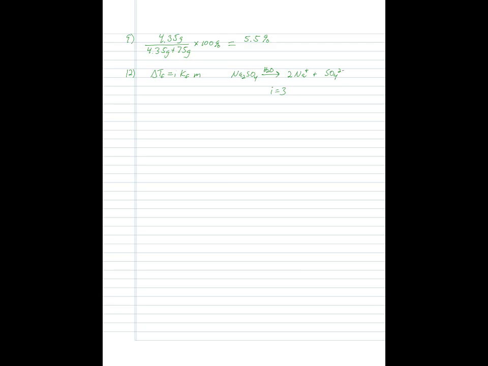So our new delta Tf is equal to i, so 3, times our Kf, 1.86 degrees C per molal, and our m, we were given as 0.50 molal. So our molalities cancel, and we get a delta Tf equal to 2.79. Again, this is a depression, so we're always going to drop our freezing point. Since water is normally at 0, this becomes negative 2.79 degrees Celsius, and we only get 2 sig figs there, so it becomes negative 2.8.